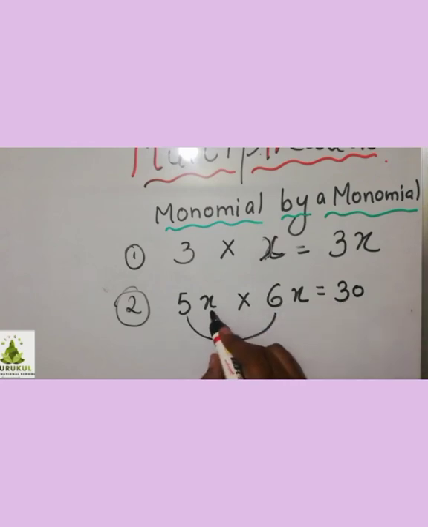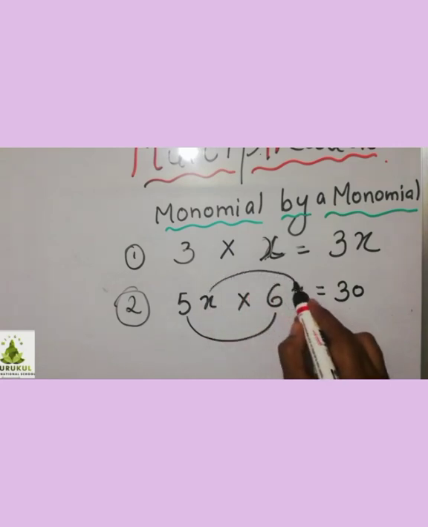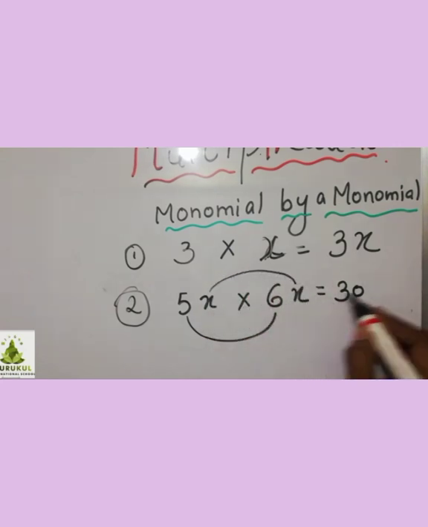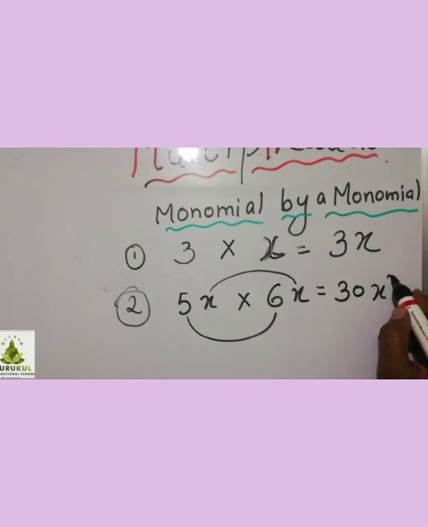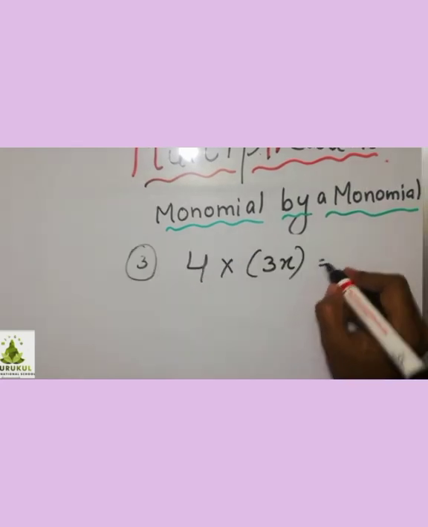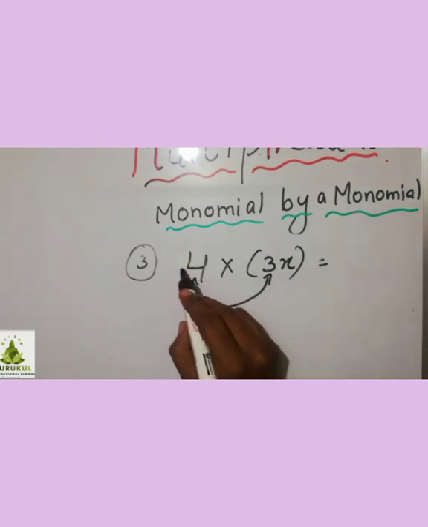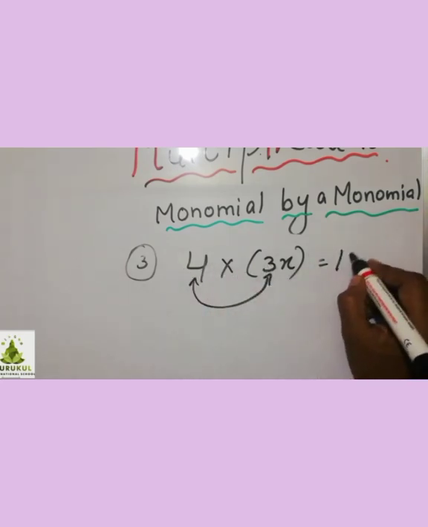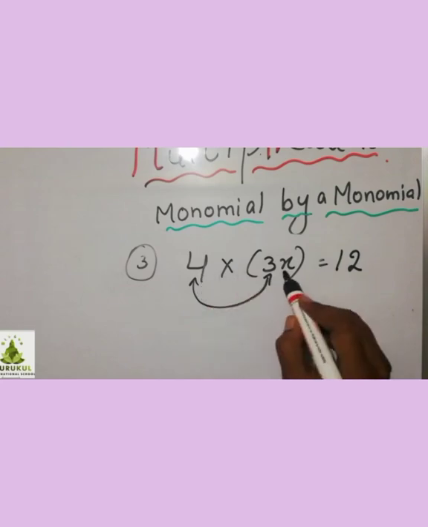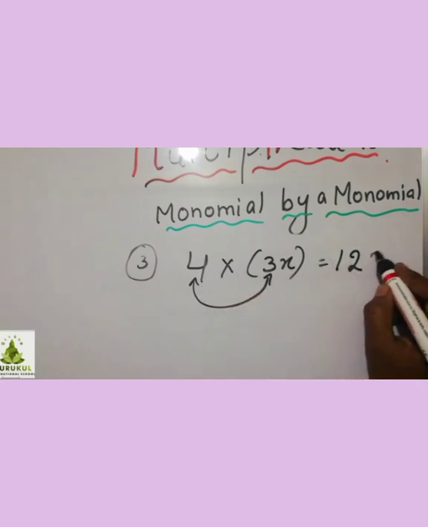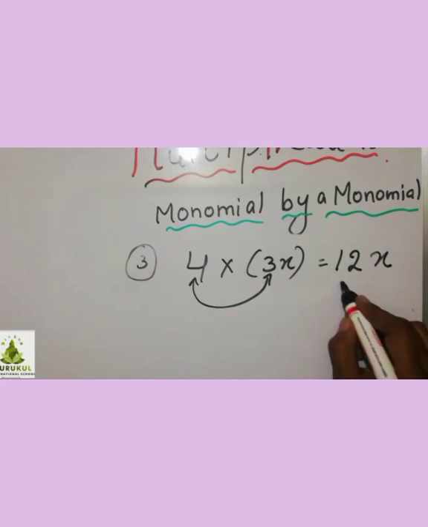Multiply the coefficients, and now you have to multiply the variables. Now, x into x means x square. Is it clear to you? So, these two examples I gave you. Now, the next examples. See here. Now, here 4 into, this is a monomial, this is another monomial. Now, 4 into 3, take the numbers and multiply that first. Now, here it is plus 4 plus 3. So, 4 threes are 12. Now, here no variable is there, only x is there. So, 12x. Is it clear to you?